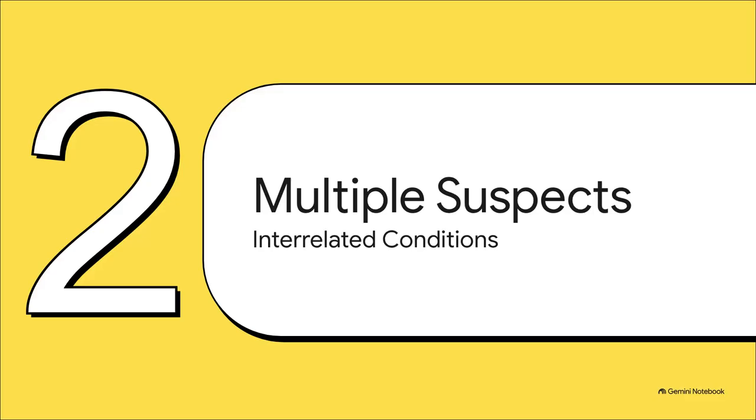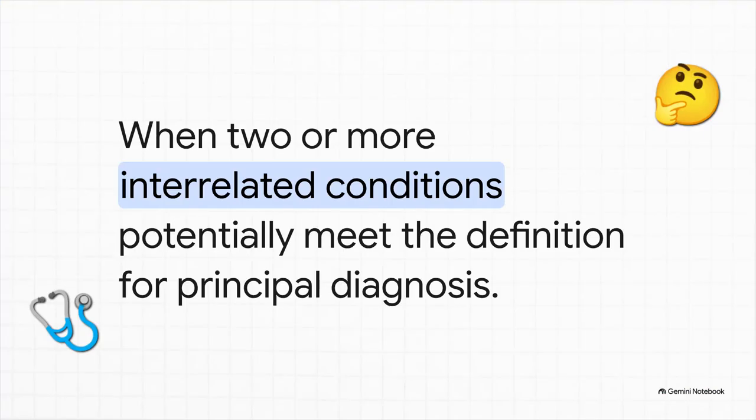Section 2. Multiple suspects and interrelated conditions. Now, what happens when your investigation turns up multiple suspects? Because, let's be real, the clinical picture is rarely a perfectly straight line. Under Section 2A, you're going to encounter situations where you have two or more interrelated conditions, like diseases occurring in the exact same organ system. If both of these potentially meet the definition for principal diagnosis, how on earth do you know which one claims that coveted number 1 slot on the claim form?